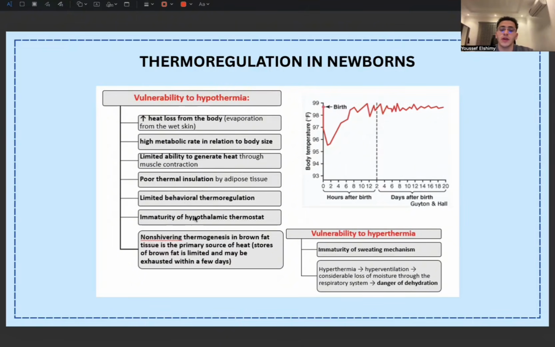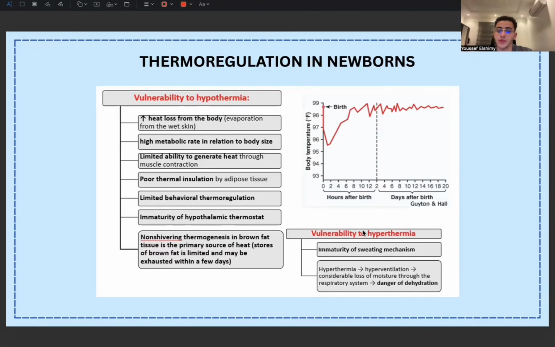They also have the immaturity of the hypothalamic thermostat. Their hypothalamus is the organ that controls thermoregulation, or the heat regulation. So it is immature, and that's why they are vulnerable to hypothermia. One thing to notice is that the only source, or the most important mechanism, of thermoregulation is the non-shivering thermogenesis by their brown fat. It is the primary source of heat. Although the stores of the fat are limited, this would make them more prone to hypothermia because these brown fat stores may get exhausted.